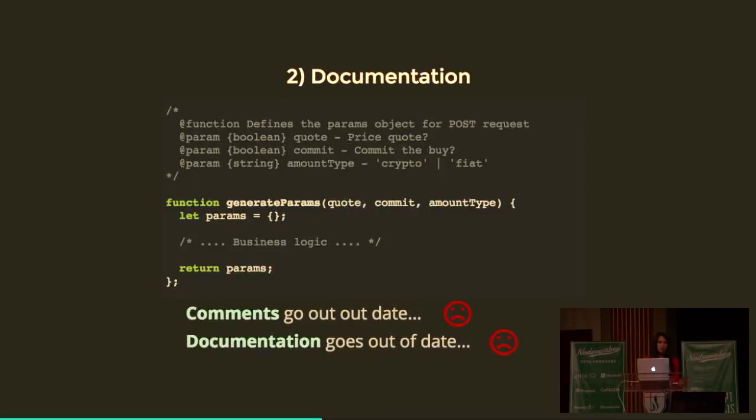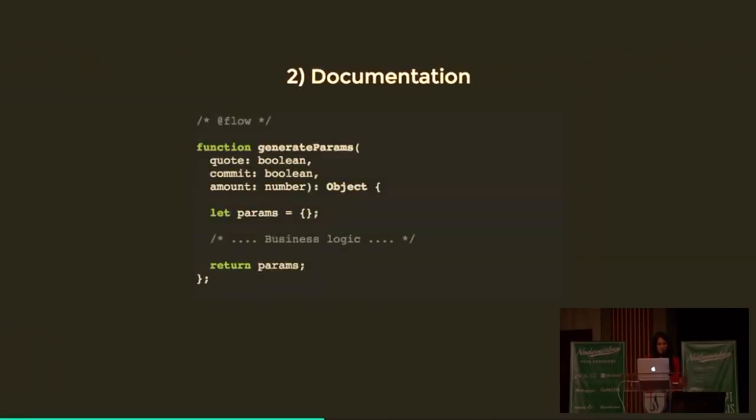I see so many comments in my code base which are totally out of date or just terrible documentation. It's not consistent. So with types, what happens is your documentation is in your code. And anytime you update the function, you have to update the type, so the documentation automatically gets updated. So here we say quote boolean, commit boolean, amount number, and then we say it returns an object.